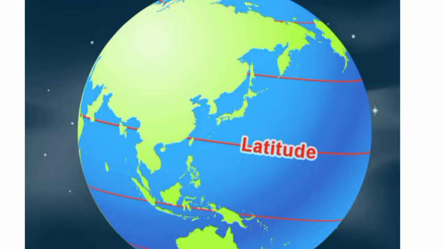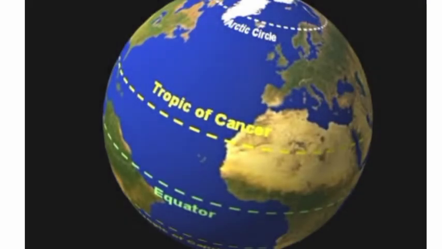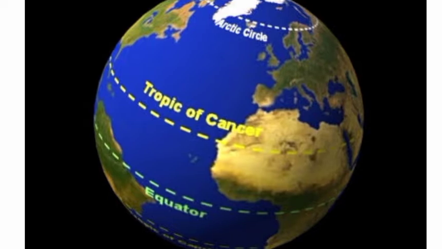Latitude is given as an angle that ranges from 90 degrees at the South Pole to 90 degrees at the North Pole, with 0 at the equator. Lines of constant latitude, or parallels, run east to west as circles parallel to the equator. Lines of latitude are also imaginary lines drawn on the globe running from east to west.